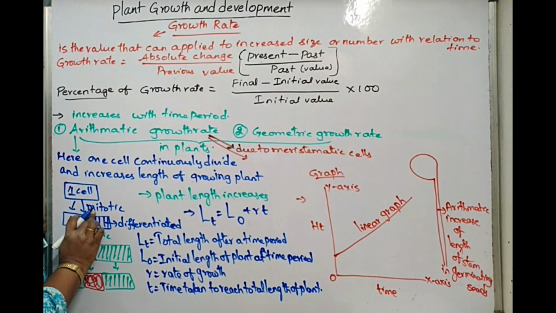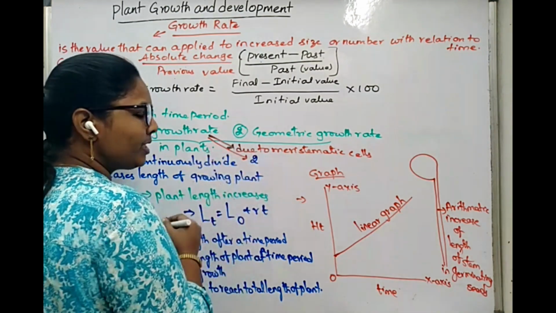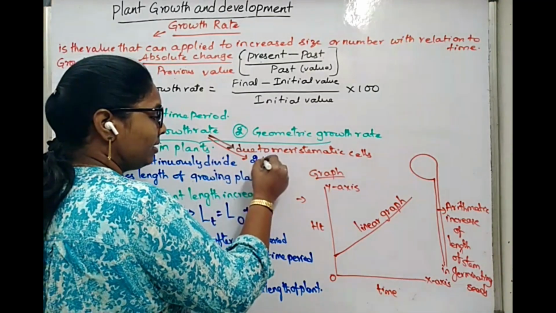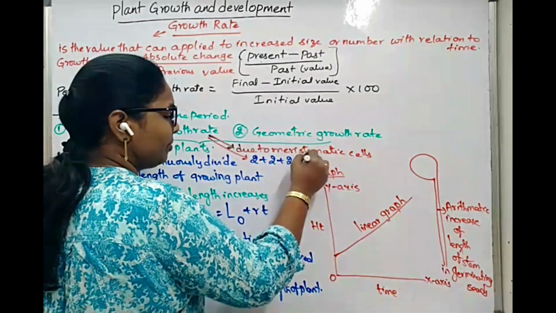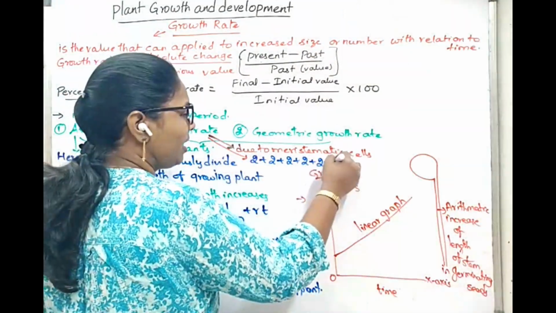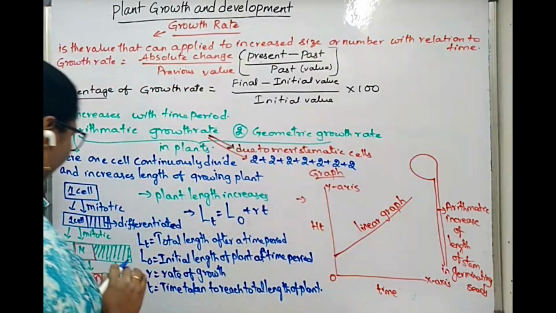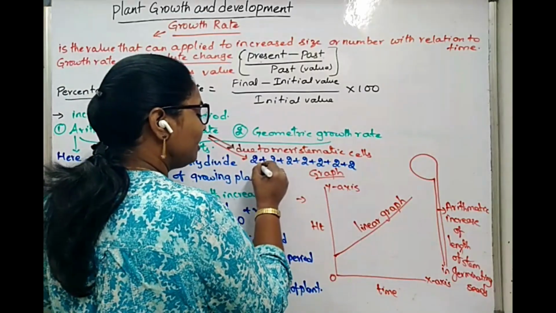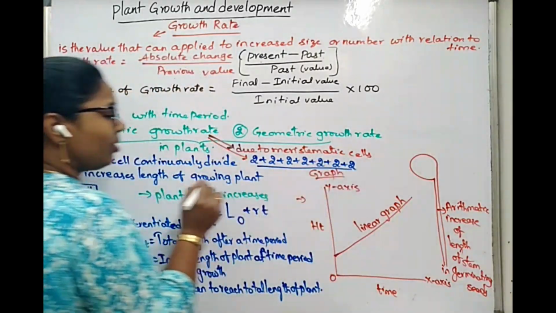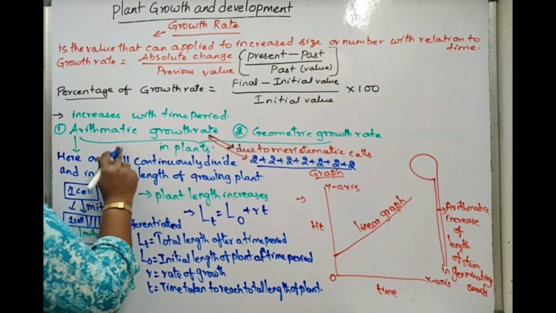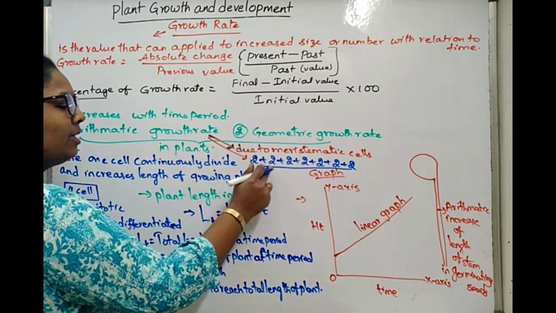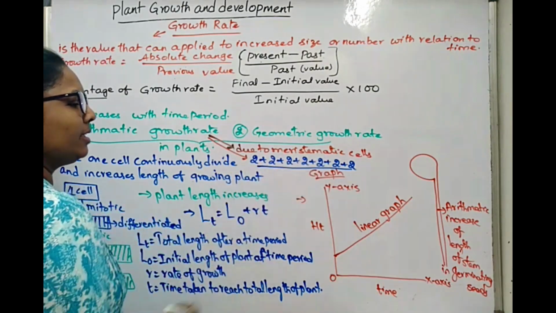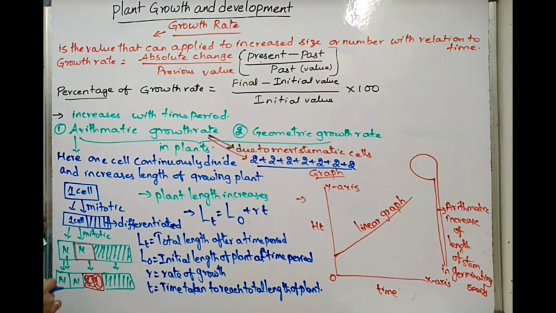Since we are seeing mitotic division, every time two new cells are obtained. So arithmetic growth rate is also expressed as 2 plus 2 plus 2, because always new cells are being increased and the other cells are getting differentiated. Why is this graph linear? That is because of increase in number of cells always by mitosis. So arithmetic growth rate is also expressed as an increased number, meaning two new baby cells, always increasing by a constant number at one particular time period.